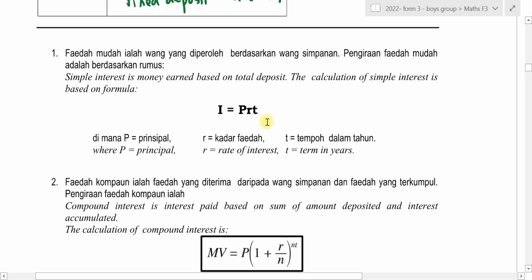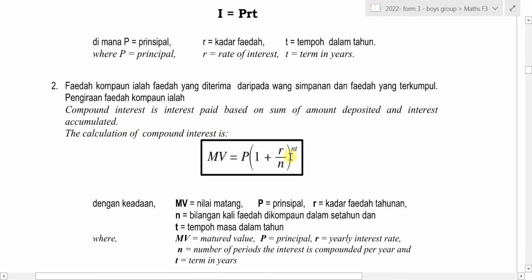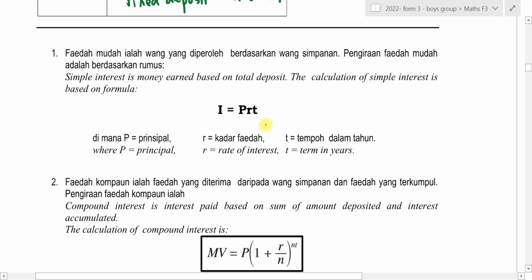Later we will have compound interest, which we calculate differently. Actually, not later on, now itself they already show. This one is for the simple interest. PRT, what is this P? P is the principal. Principal means the money we deposit in the bank. Please write: the money we deposit in the bank.